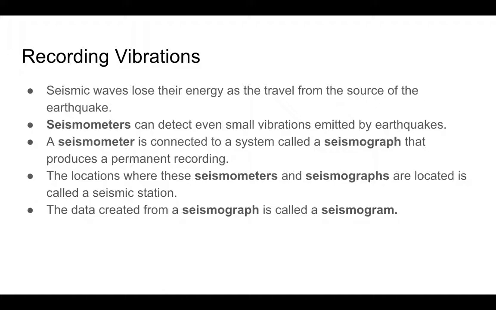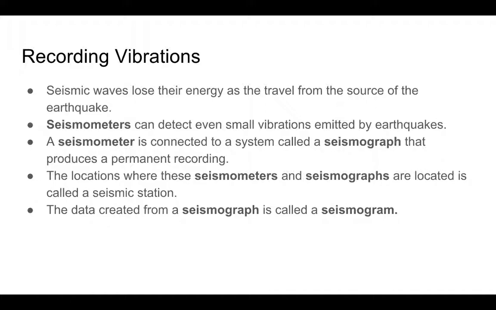Okay, so recording vibrations. This is the next section that we're going to look at: how this earthquake data is even collected. So seismic waves, or earthquake waves, lose their energy as they travel from the source, or the focus, of the earthquake up towards the surface and then down towards the core. Seismometers are what are used to detect the vibrations of an earthquake, so to detect that movement or that motion. A seismometer is connected to a system called a seismograph. The seismograph itself is what produces that recording, and I'll show you a picture of one in just a little bit. The locations where the seismometers and seismographs are located is called a seismic station.